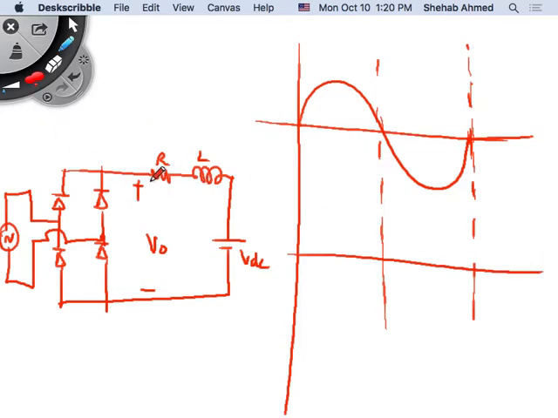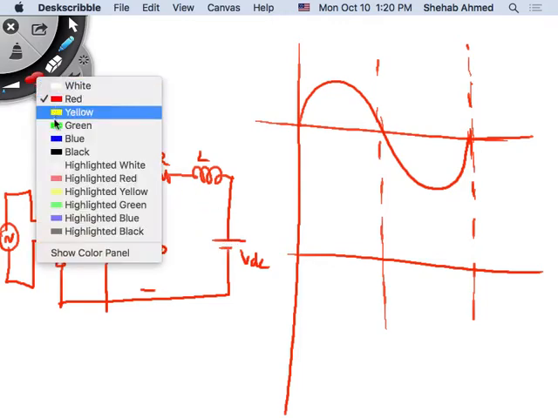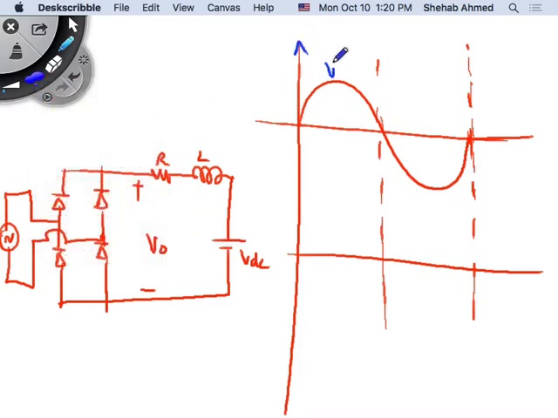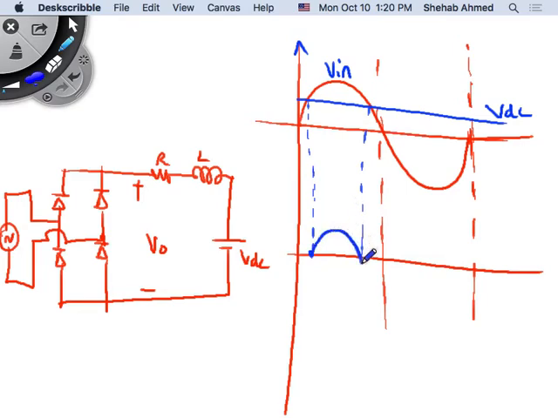Actually, consider a case where we have a resistor and source alone. What would happen in that case? What would the current look like? This is V input. This is my DC. Zero until the two sources are equal to each other, right? And then also when the AC source is less than the DC source, it's also zero, right? So I would have current here for the case of a resistor and source alone.